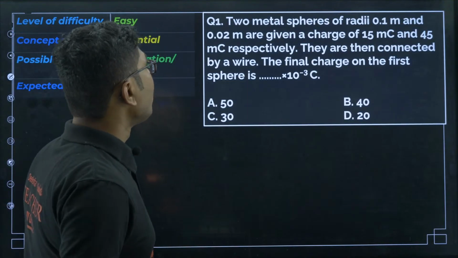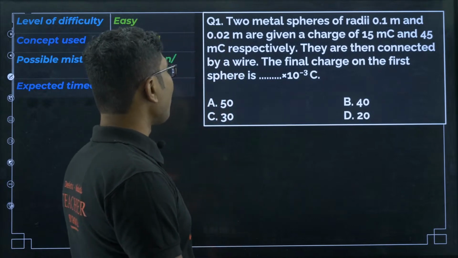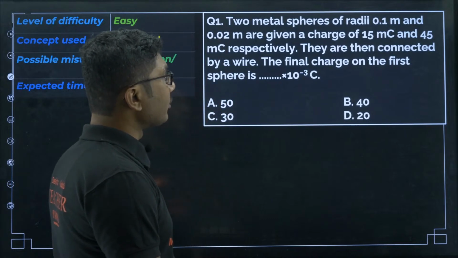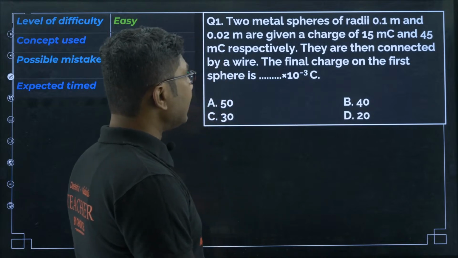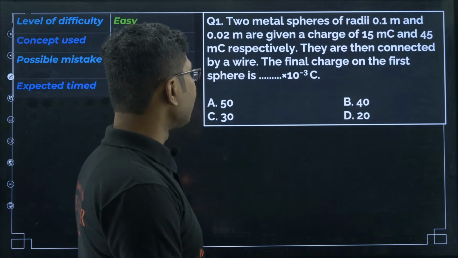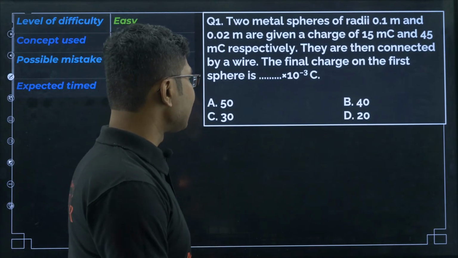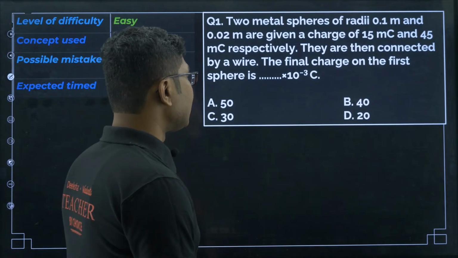First question: two metal spheres of radii 0.1 meter and 0.02 meter are given charges of 15 millicoulomb and 45 millicoulomb respectively. Then they are connected by a wire. The final charge on the first sphere is dash dash 10 to the power of -3 coulomb. So you have to identify how much charge is there in the first sphere.